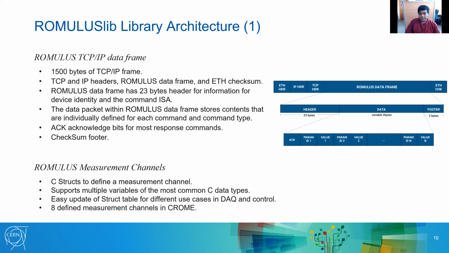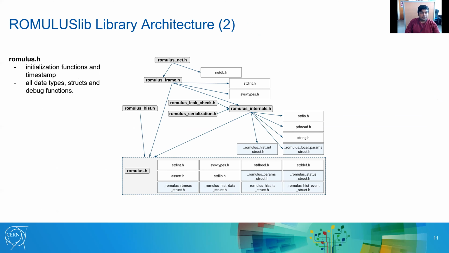Each measurement channel can be defined and edited to accommodate the DAC and control needs. Currently at CHROME, we are using 8 measurement channels, like real-time stream channel, struct channel, parameters channels, and so on. So this is just briefly an architecture of the Romulus library structure.